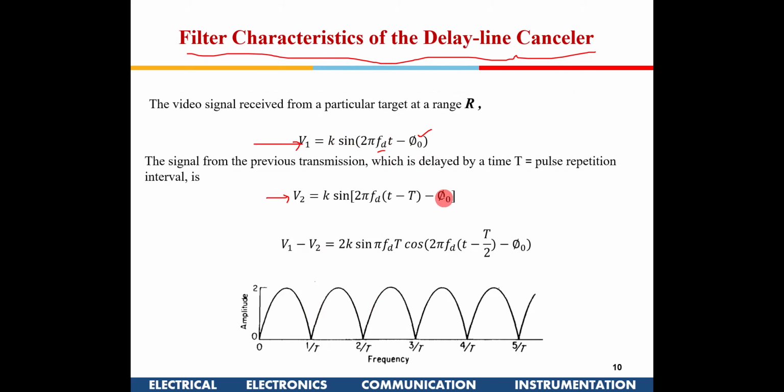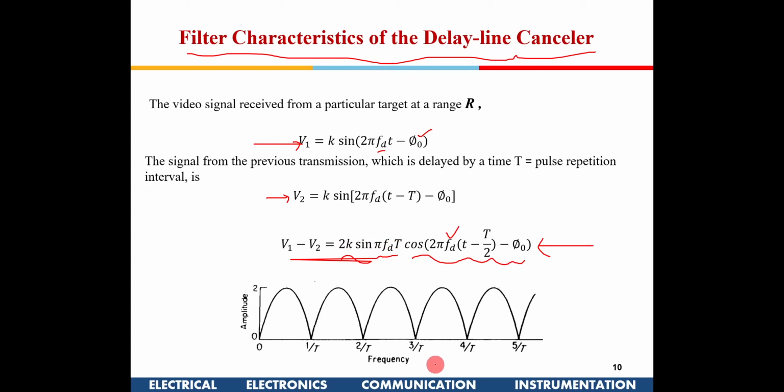Now if I subtract these two, again sin A minus sin B. I am not multiplying these two signals, I am just taking a plain subtraction of them, and if I use the mathematical formula for sin A minus sin B, I get this result. If you look carefully, this is a sinusoidal signal with a frequency of fd, and this other term is not time varying. This defines the magnitude of that signal, so 2 pi fd and T.